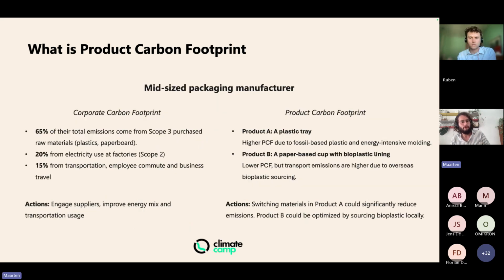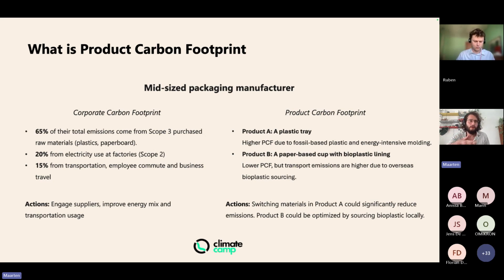Well, let's have an example of PCF versus CCF and what the specificity of reduction actions can be. So if you take a look at this, I saw there were some packaging companies registered for this webinar. So suppose we have a mid-sized packaging manufacturer and we do a corporate carbon footprint calculation. And this is a very simple example, because if I had to do a very accurate one, this webinar would take 5 hours. But let's say their emissions are divided between 65% from scope 3, purchased goods and services. So they buy plastics and they buy paperboard. 20% of their emissions come from electricity use to process their goods. And 15% is from transportation, employee commute, and business travel.